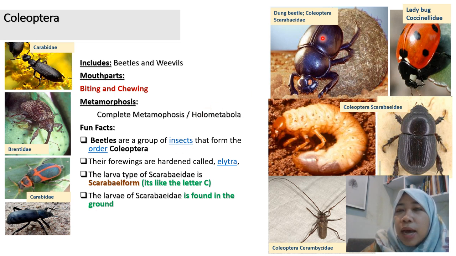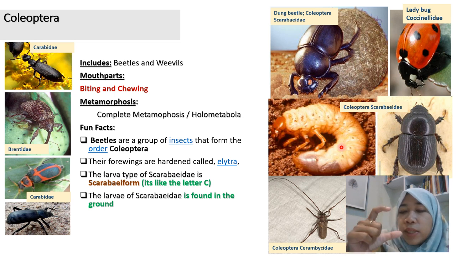And then this is Scarabaeidae. This is also Scarabaeidae. This is the pest of the palm oil. Yeah. This is the adult of Scarabaeidae. And this is the larvae of Scarabaeidae. This larva is quite big. And the shape is like the letter C.